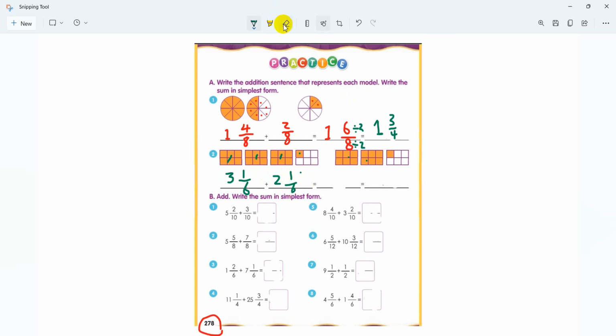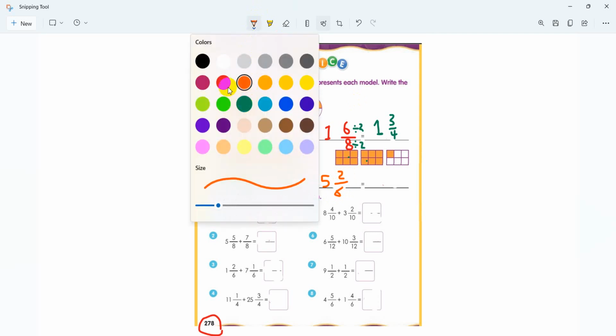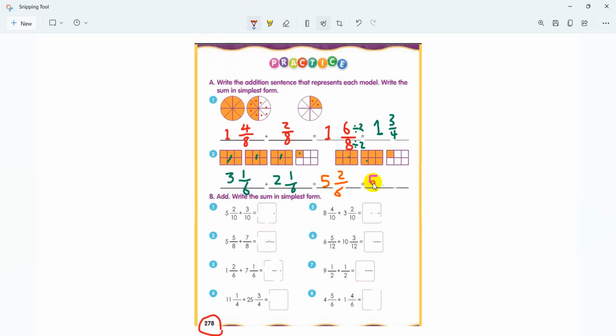And now we can add 3 and 1 out of 6 plus 2 and 1 out of 6. Now 2 plus 3 as whole numbers is 5. And then we add 1/6 plus 1/6 equals 2/6. Like that. Here we can simplify this fraction by dividing by 2 up and down. Now we have 5 and 1 out of 3. Here. Like that. Okay?